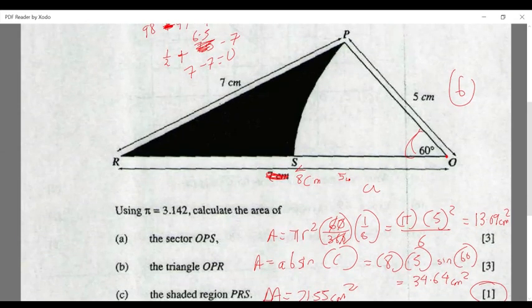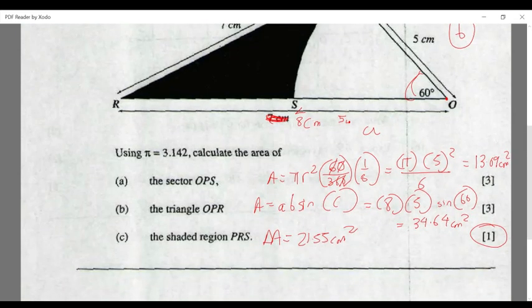Next, we are required to find the area of the triangle OPR. So we need to find OPR. How do we do that? Well, we have a few things, but the most powerful tool in our arsenal is that we know the size of an angle between two lengths that we know of this triangle. Therefore, we can use the area formula, which states that the area of a triangle is equal to 1/2 ab sine C. So therefore, this is just equal to 1/2 times 8 times 5 times sine of 60 degrees. We should get 34.64 square centimeters.